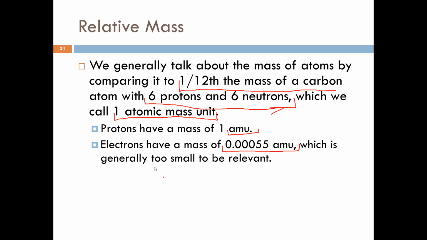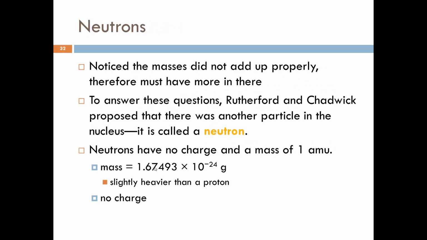Neutrons. We noticed that the masses did not add up properly, therefore there must be something else in there. To answer these questions, Rutherford and Chadwick proposed that there was another particle in the nucleus called the neutron. Neutrons have no charge whatsoever, but they have a mass of 1 AMU. So they have a very similar mass to that of the proton. It's slightly heavier than the proton, but very similar, and no charge.